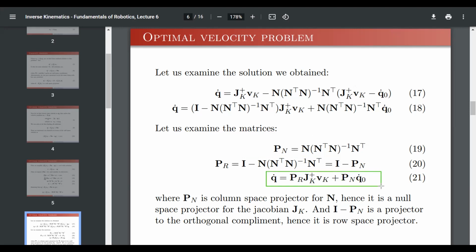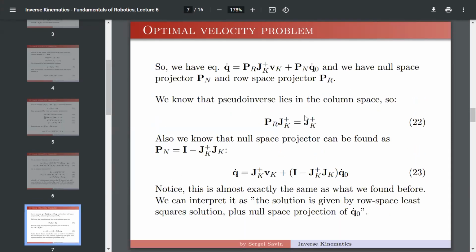But now let me rewrite it. So we get q dot equals a row space projector times J pseudo inverse K plus null space projector times q dot 0. Okay, good. Now let me show you how useful it is. So we have this expression. This is what we got.